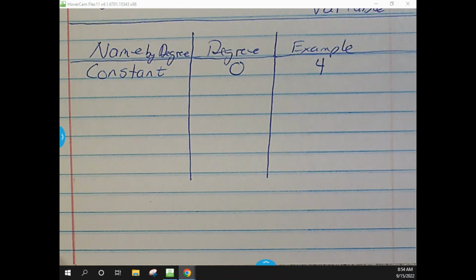Is it like going back to the number of the power is like the number of solutions that you have? Yep. Yeah. So this is like the number of solutions that you have, kind of thing.